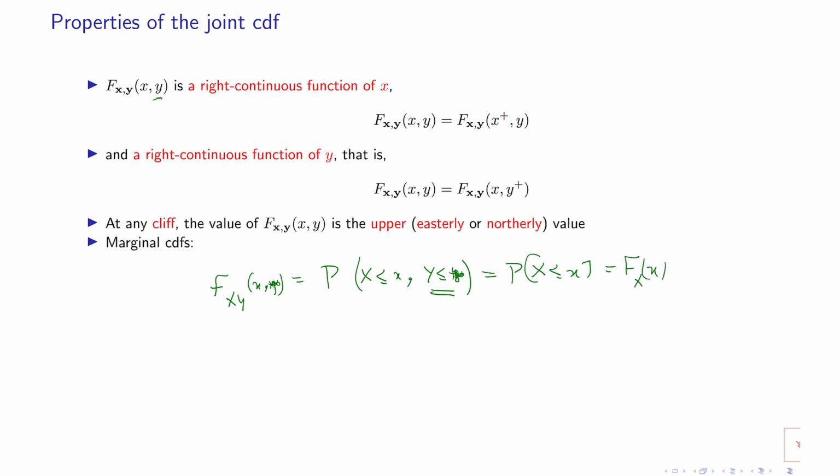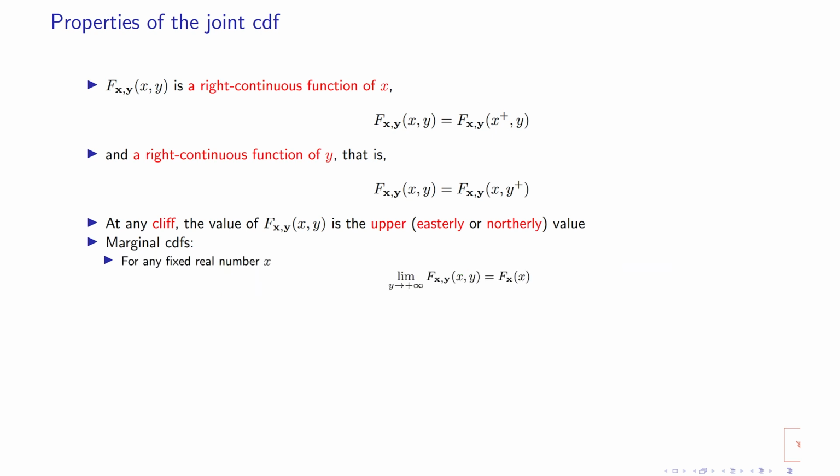So this is a marginal distribution. What you need to do is replace y by plus infinity, and then you get the marginal distribution of x. Similarly, you could get the other distribution. So simply, this means that you let y go to plus infinity, and you find the marginal distribution for x. Another reason why we call this the marginal distribution for x is that the random variable y disappears here, so it is marginalized.